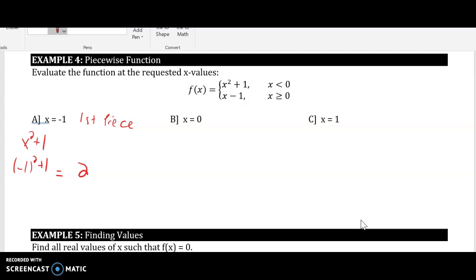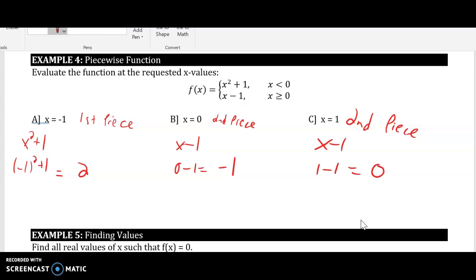So then letter B. Before I plug it in, I got to figure out which condition. Is 0 less than 0 or is 0 greater than or equal to 0? So this is the second condition, second piece. So you take x minus 1 and you plug it in. That's negative 1. And then our last condition, it's 1. 1 is definitely greater than 0, so this is the second piece. So x minus 1 is the piece that we're looking at, so it's 1 minus 1, which is 0.